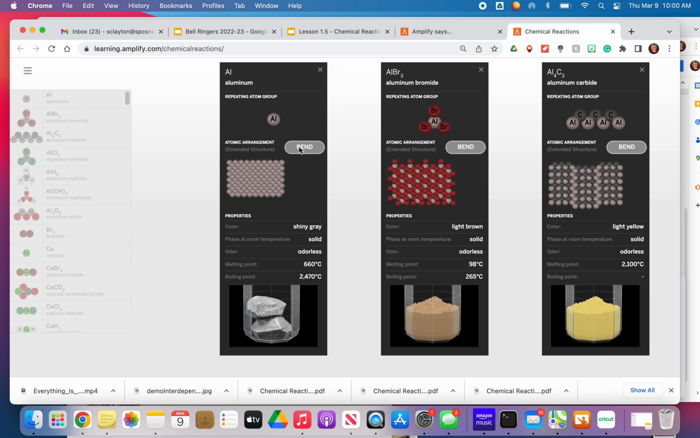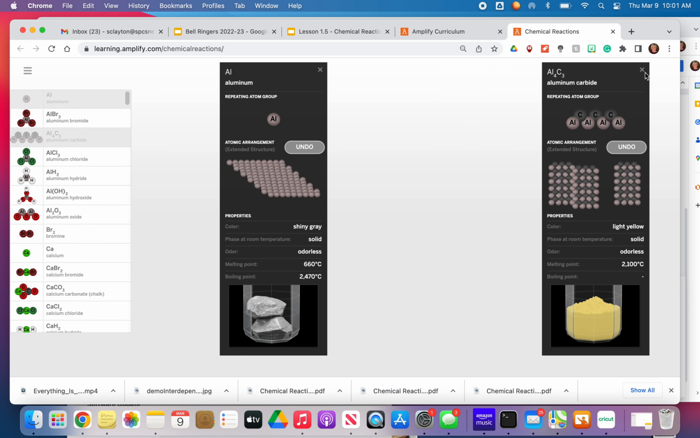Something that you can do is up here in the atomic arrangement, there's this gray button that says bend. So if I bend aluminum, you can see that it would change the structure like that. That's showing that I can pound aluminum flat. That means it's malleable, okay? Aluminum bromide, if I go to bend it, see how it breaks? So the physical property is that aluminum bromide is brittle. It breaks apart. So that's why it appears to be in a powder format. And then the same with aluminum carbide. It breaks apart.